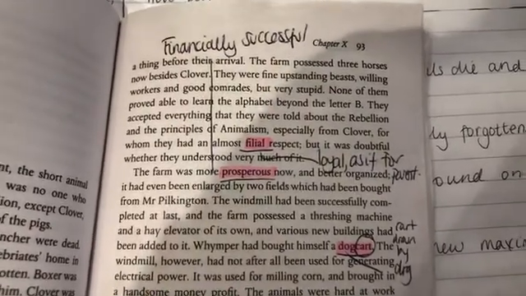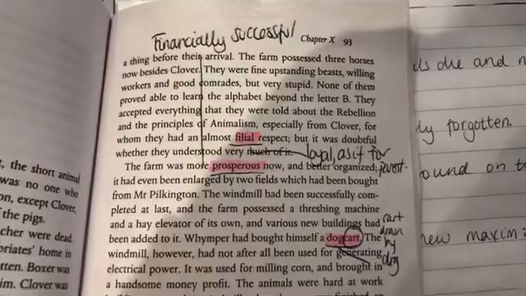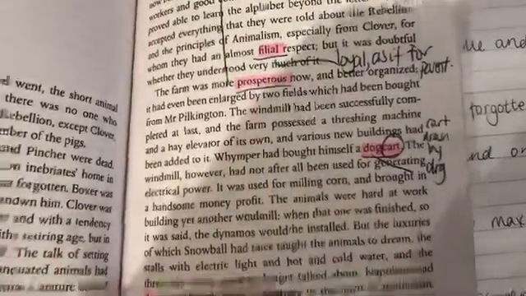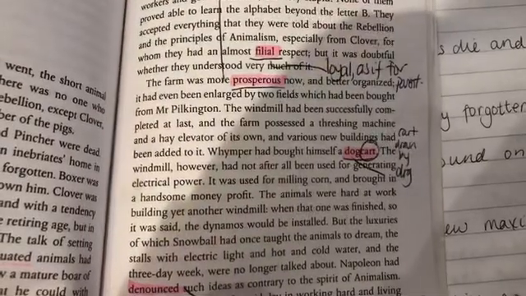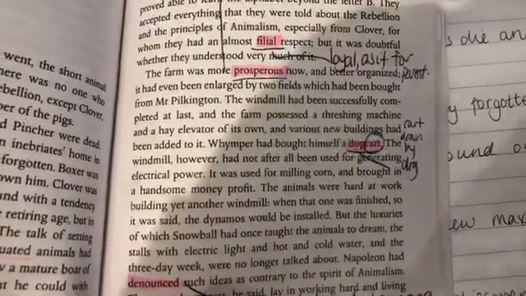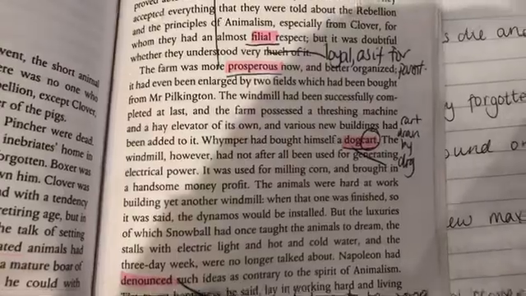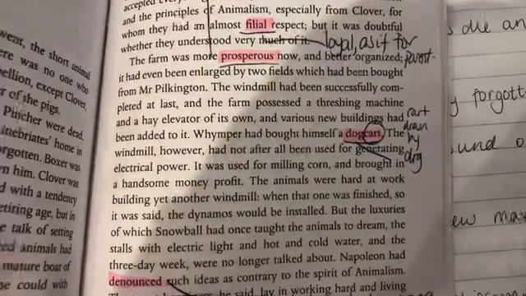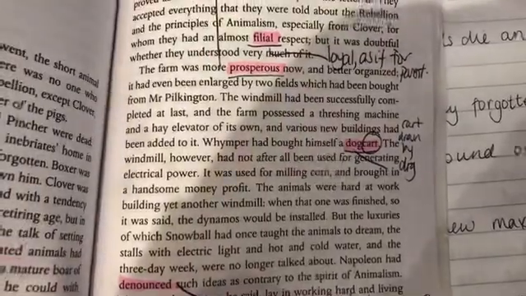The farm was more prosperous now and better organised. It had been enlarged by 2 fields which had been bought from Mr. Pilkington. The windmill had been successfully completed at last, and the farm possessed a threshing machine and a hay elevator of its own, and various new buildings had been added to it. Whymper bought himself a dog cart. That's just a cart drawn by dogs.